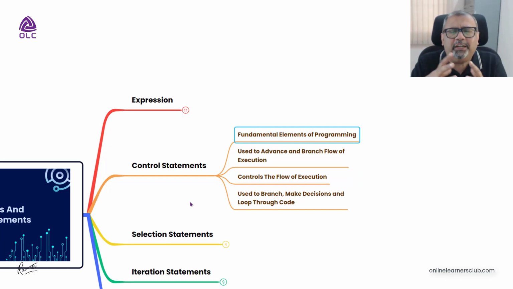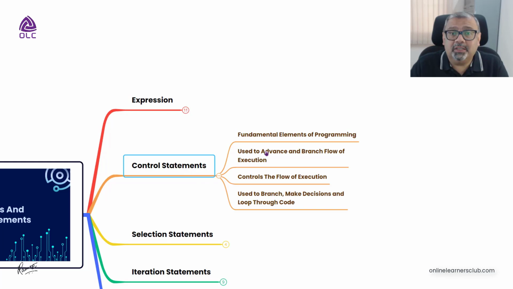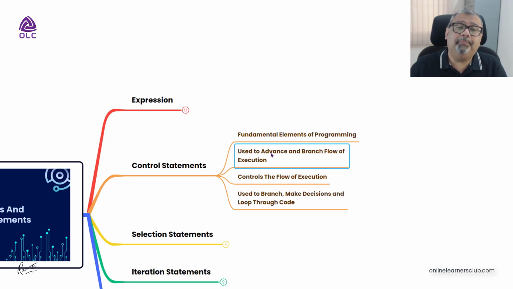There are various different ways of data processing and data computation in a typical logic that we write, and for all these things we have control statements, which are used for branching the flow of execution or advancing and going to a next step, etc. Right? I don't want to execute lines 20 to 25.